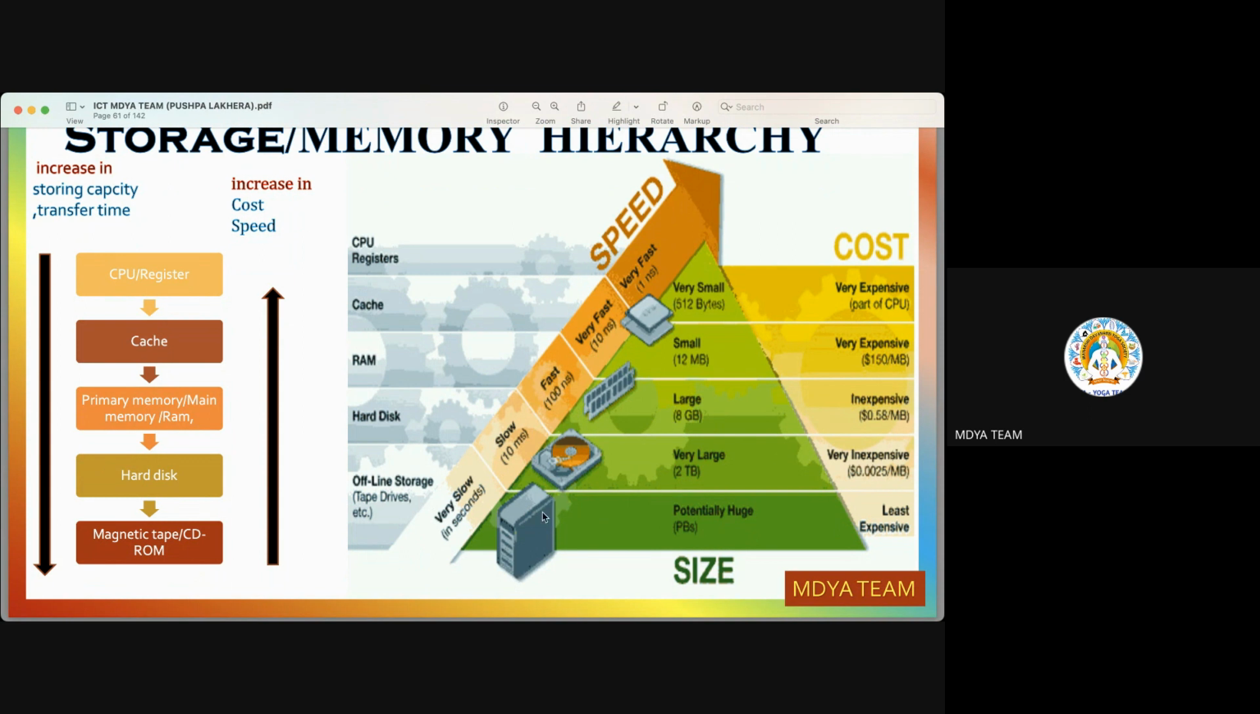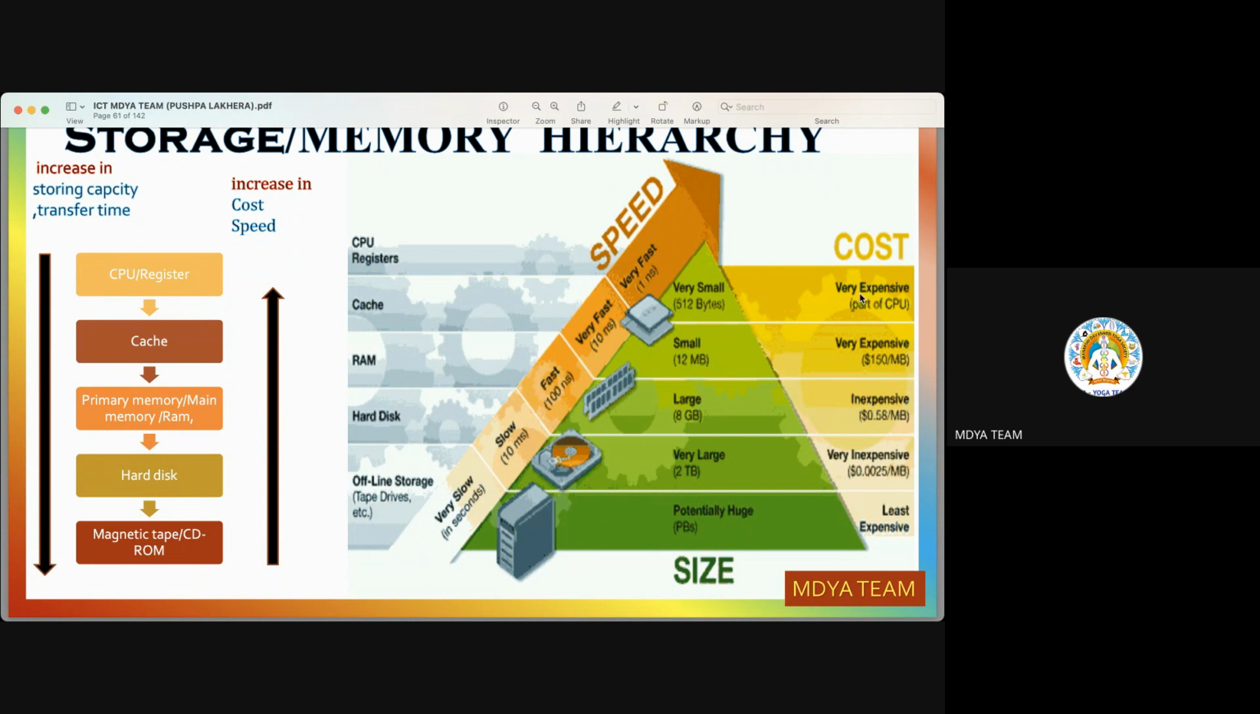CPU, which is shown at the bottom. And now the first, at the apex, which is very fast, whose speed is 1 nanosecond, are the CPU registers. Their size is very small, and their storage capacity is only a few hundred bytes. 512 is written, but only a few hundred bytes they can store. But their cost is very, very high, very expensive.